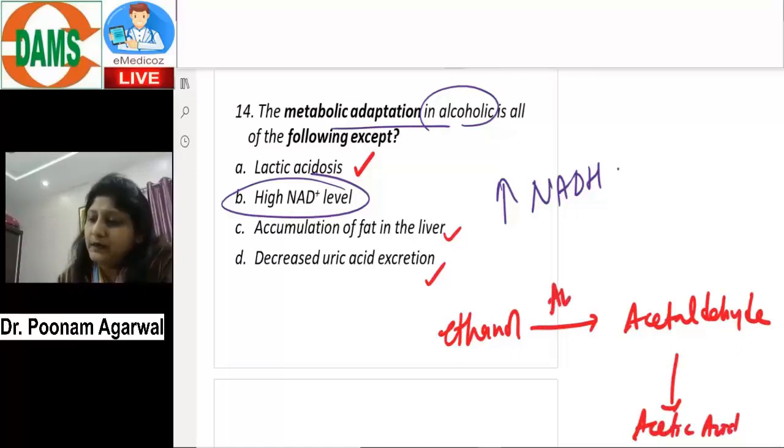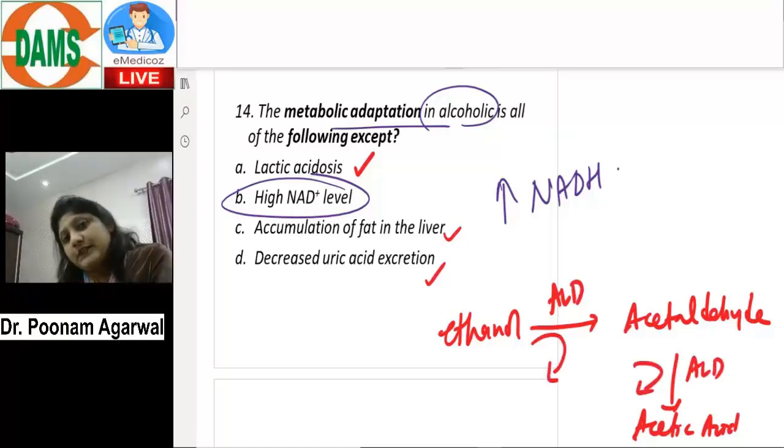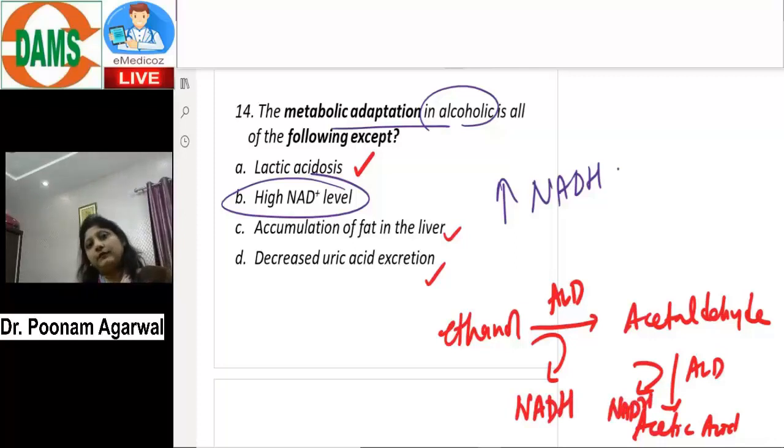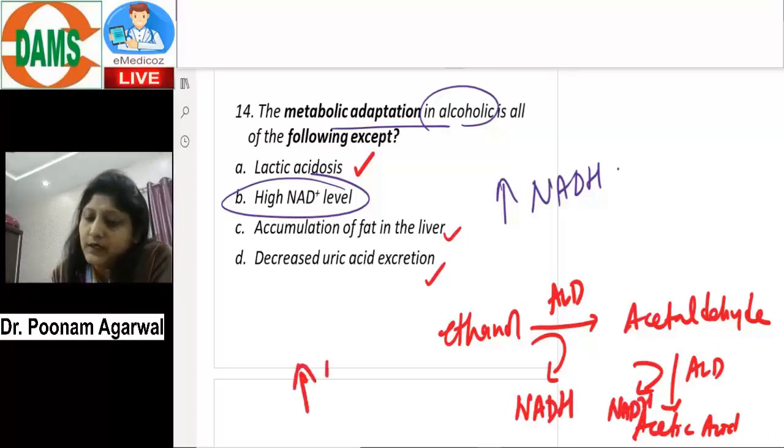This is by alcohol dehydrogenase and this is by acetaldehyde dehydrogenase, and the beauty is that both these two enzymes need the same coenzyme NAD, resulting in the formation of NADH. So if a person is consuming alcohol for a long duration of time, what happens? There occurs increased NADH in the liver, and this is going to spoil the show.